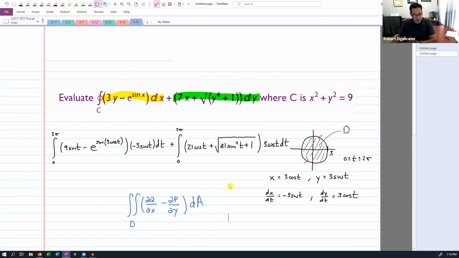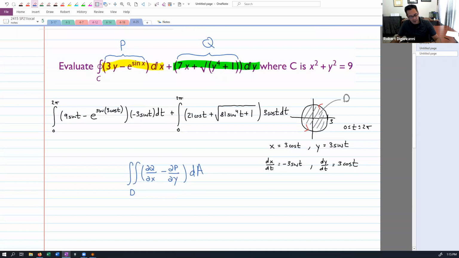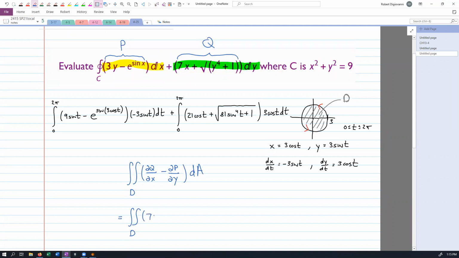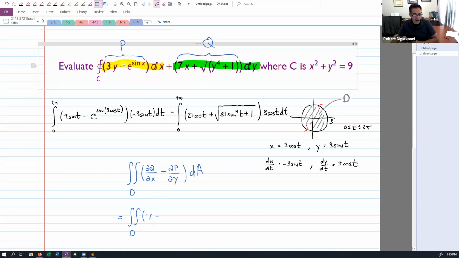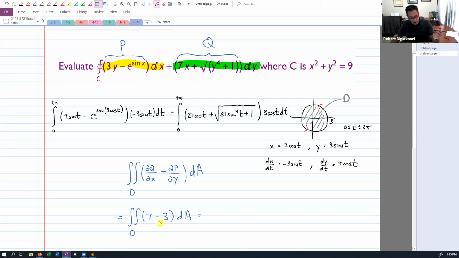Now, for us, P is all of this, and Q is all of that. And look at this. If we do this, double integral over D, what is the partial of Q with respect to X? So the partial of this with respect to X is just what? 7. Okay, so 7 minus the partial of P with respect to Y, which is just 3. Right? dA, and holy crap, we got another constant, didn't we?